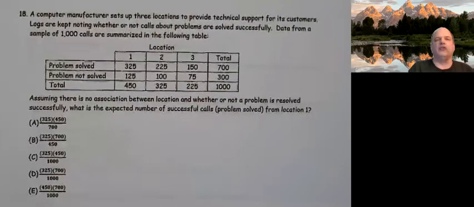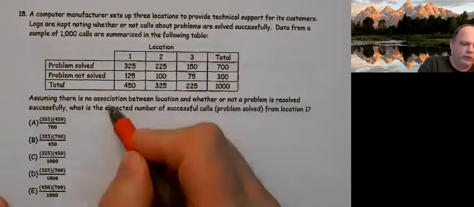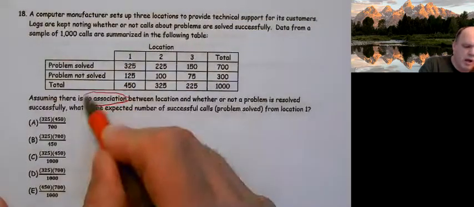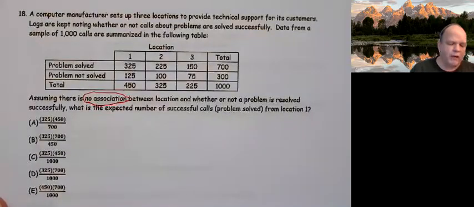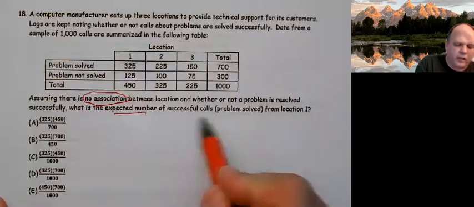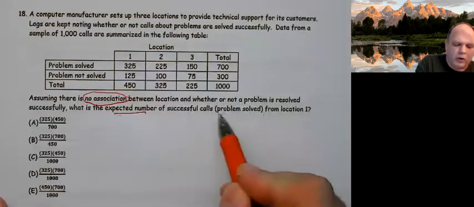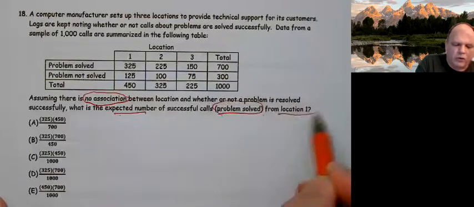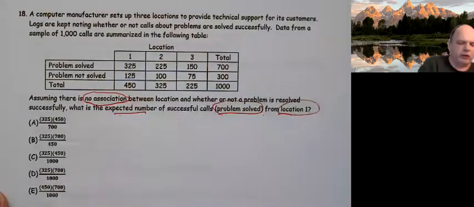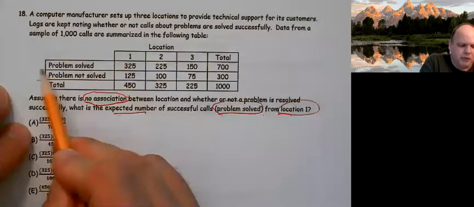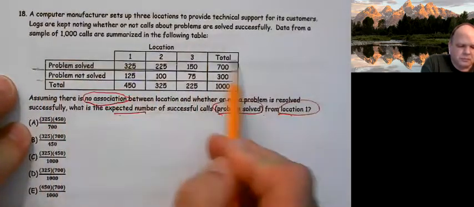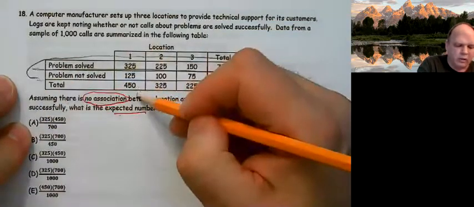A computer manufacturer sets up 3 locations to provide technical support for its customers. Logs are kept noting whether or not calls about problems are solved successfully. Data from a sample of 1,000 calls are summarized. Assuming there is no association between location and whether or not a problem is resolved, what is the expected number of successful calls from, in other words, the problem solved from location 1? So I'm just going to go ahead and circle what we're interested in. Problem solved and location 1.